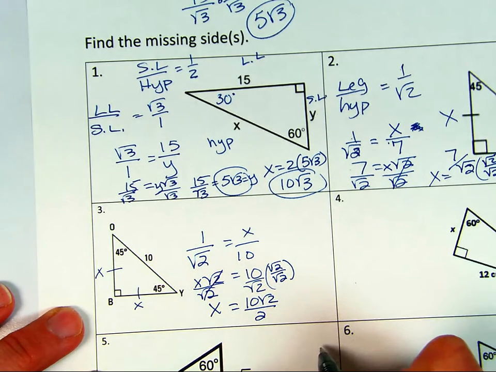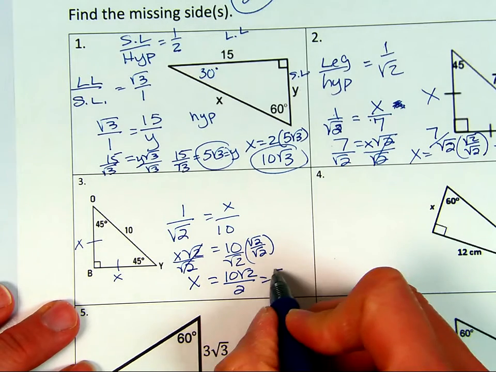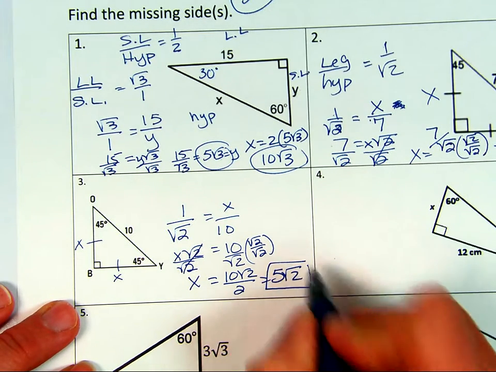And then I see if I can reduce. Yes, I can, because 2 goes into 10 5 times. So my correct answer is 5 square roots of 2.